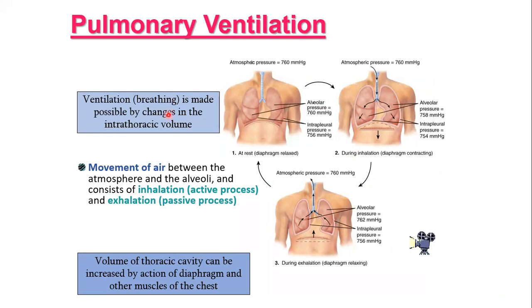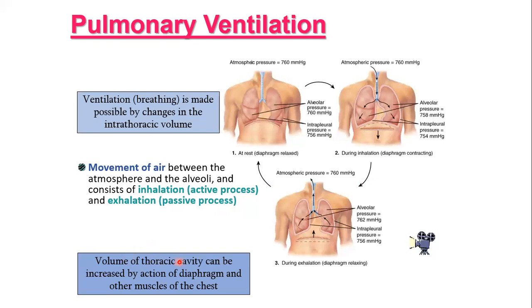Ventilation or breathing is made possible by changes in the intrathoracic volume, the volume inside the chest cavity. The movement of air between the atmosphere and the alveoli consists of inhalation, which is an active process because it involves contraction of specific muscles, and exhalation, which is a passive process because it only involves relaxation of the muscles and recoil of the lungs.